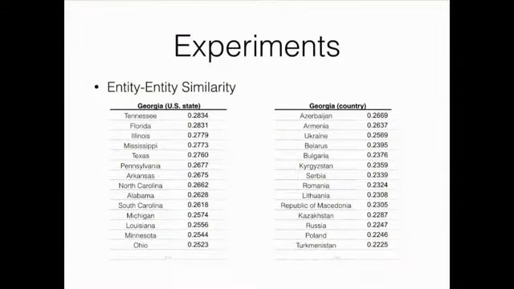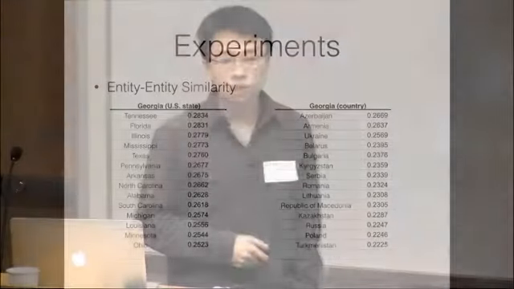First, this is more like a sanity check. We want to make sure that the entity matrix is making sense. So what we did is basically picking up some pairs of ambiguous entities. Like in this case, we pick up Georgia the state and Georgia the country. And we compare the nearest neighbors according to the entity matrix.